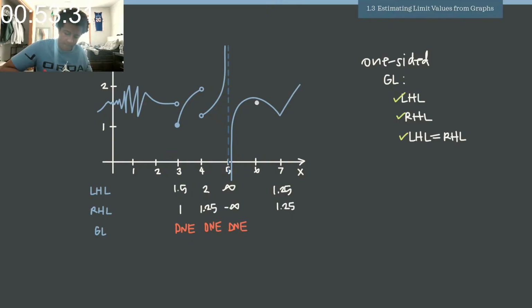It doesn't matter that there's a sharp corner here where we change direction. We're approaching the same value from both sides, so the one-sided limits exist, and because they are equal to one another, the general limit there is 1.25. The same kind of thing happens at a smooth point on the graph.